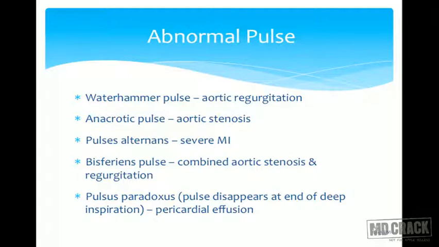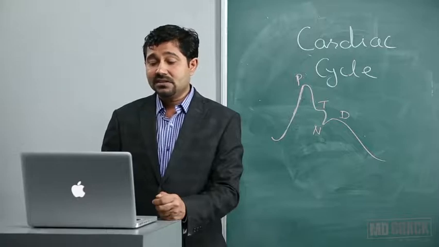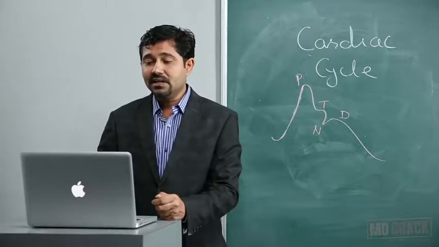Then pulsus paradoxus. Normally what should happen? During inspiration, the heart rate should increase. But if the pulse disappears at the end of deep inspiration, this is called pulsus paradoxus. The normal sinus arrhythmia will disappear. This can be seen in pericardial effusion. So pulsus paradoxus can be a diagnosis of pericardial effusion.